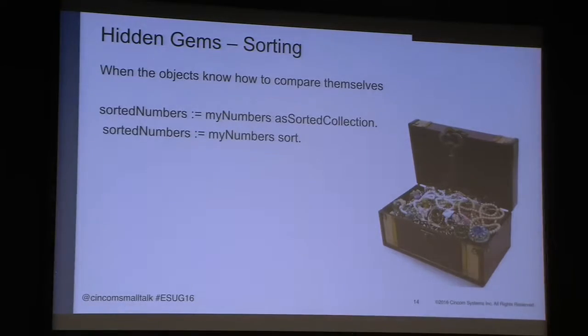For sorting, if you do much sorting, you may be familiar with a lot of the things you can create. If you have a collection of numbers and say as sorted collection, that actually creates a sorted collection, which you may or may not want. If you say sort, that does an in-place sort with the collection that you have and keeps the identity of that collection, which may or may not make a difference to you.